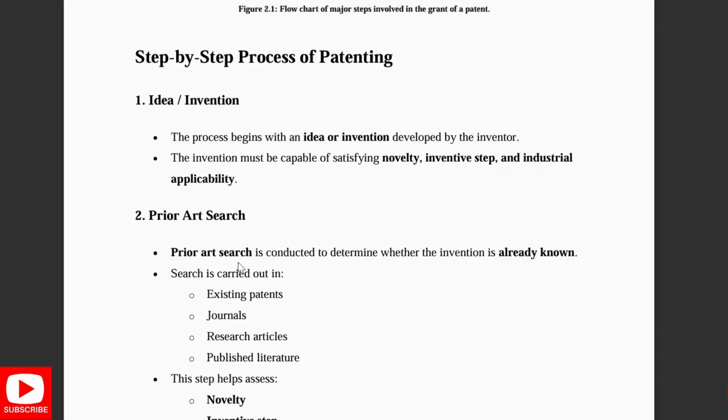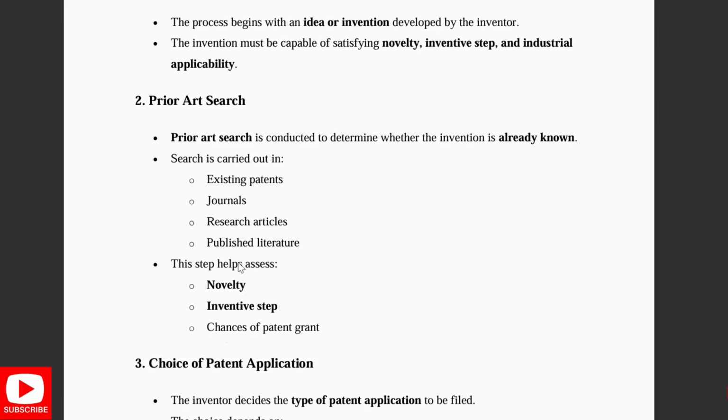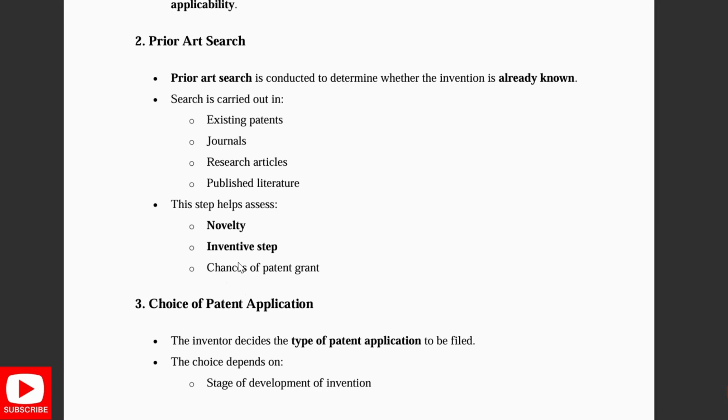Next, it comes the prior art of search. This is conducted to determine whether the invention is already known. Like search is carried out in the existing patents, in the journals, in the research articles, in the published literature. This step helps to assess the novelty and inventive step and chances of patent grant.